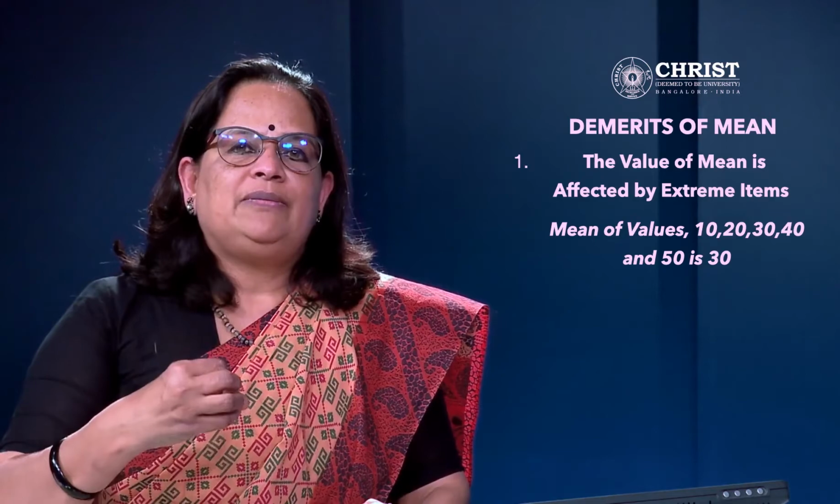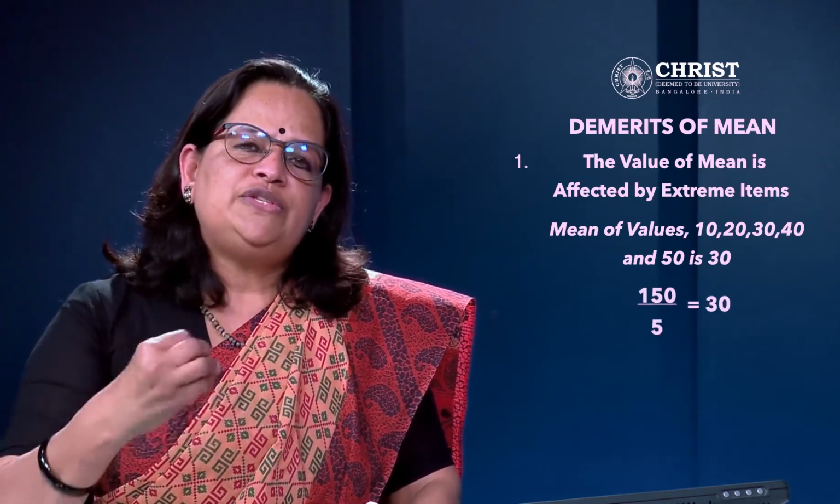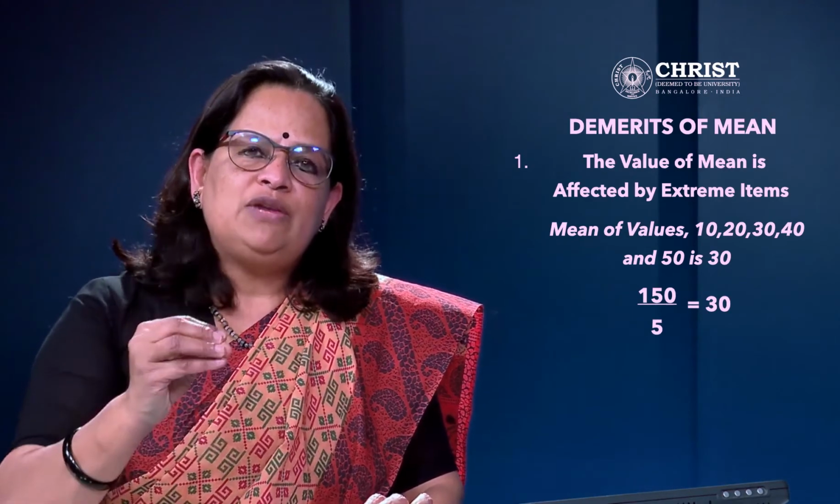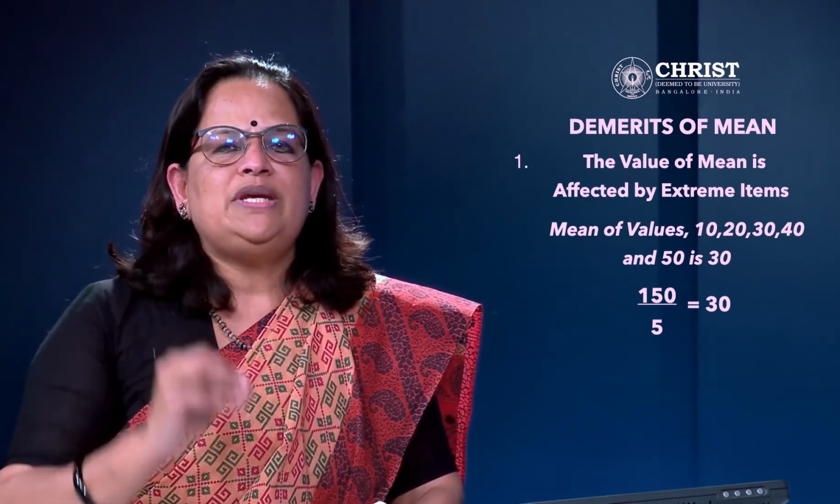Now let us see the demerits of mean. If you have advantages, it will automatically have demerits or limitations also. The value of mean is affected by extreme items. For example, the mean of values 10, 20, 30, 40 and 50 is equal to the total 150 divided by 5. So the mean is 30.